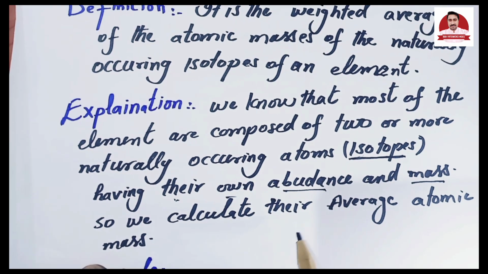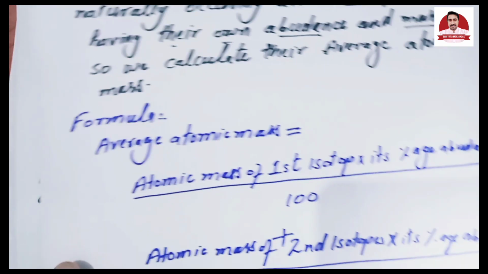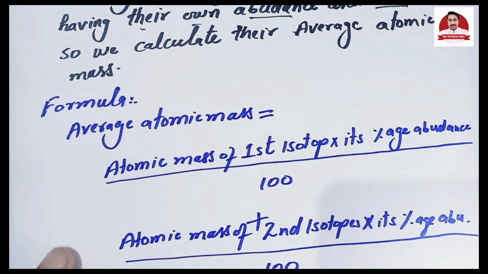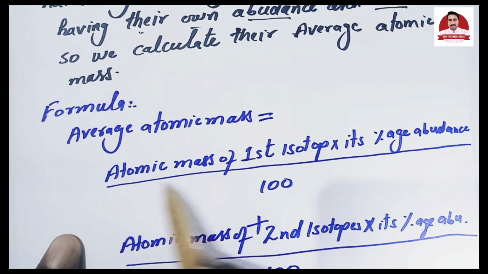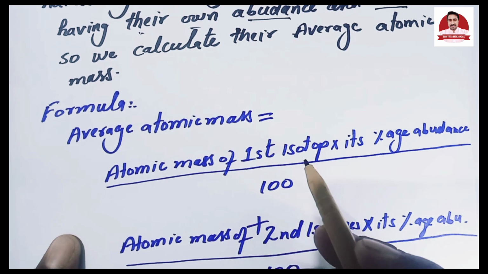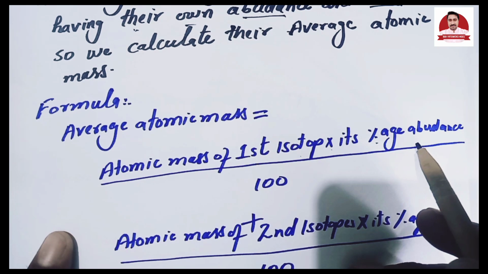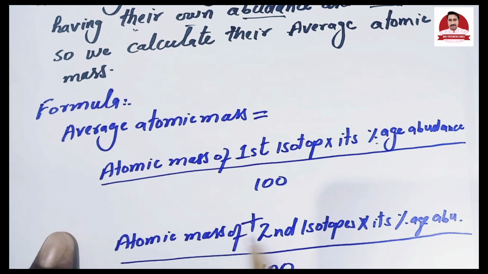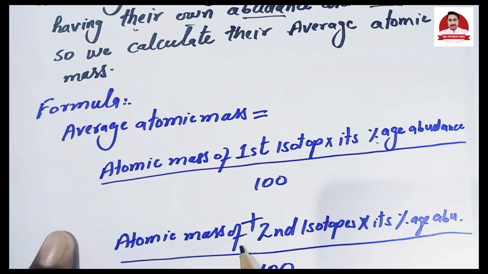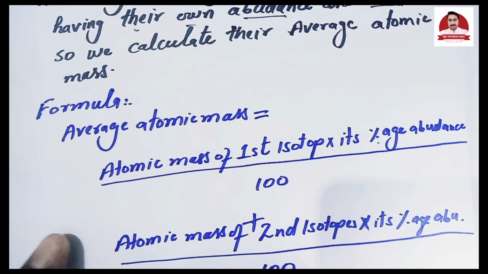So we can calculate their average atomic mass by this formula. The average atomic mass is equal to the atomic mass of the first isotope multiplied by its percentage abundance divided by 100, plus the atomic mass of the second isotope multiplied by its percentage abundance divided by 100.